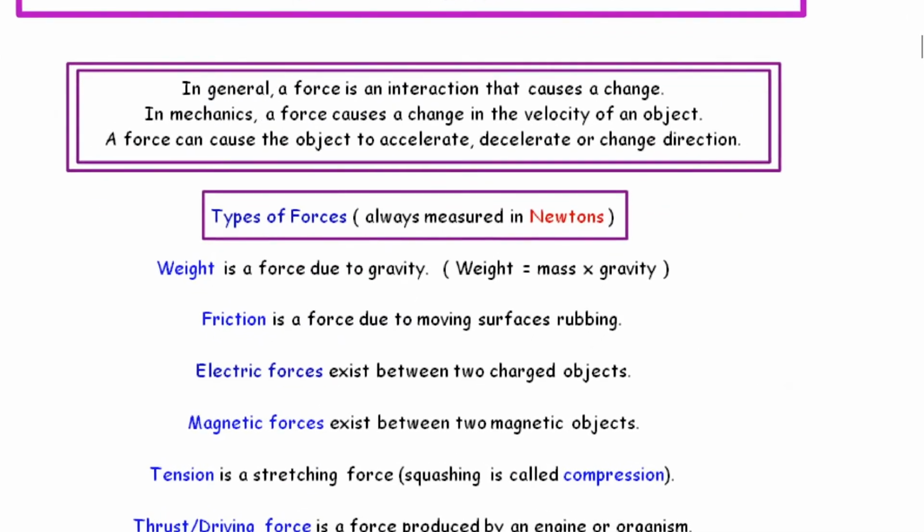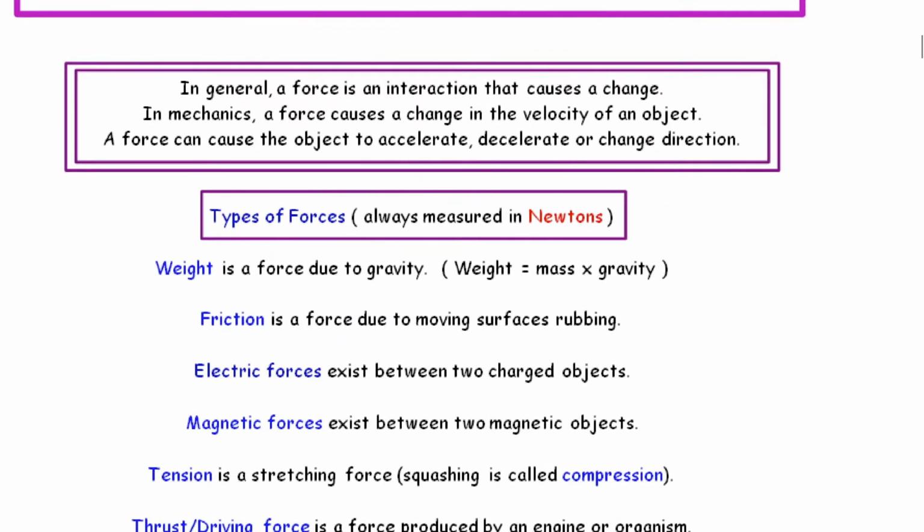So, quick recap on what you've learned previously and looking at different types of forces. So, in general, a force is an interaction that causes a change and an interaction between objects. In mechanics, a force causes a change in the velocity of an object. Remember, velocity is speed in a particular direction. A force can cause the object to accelerate, decelerate, or change direction.